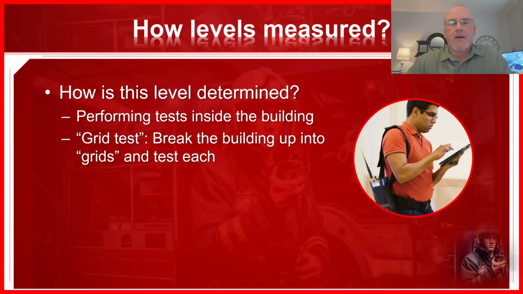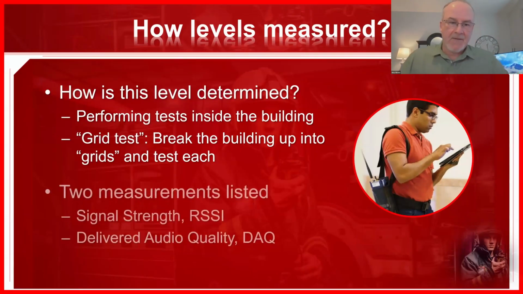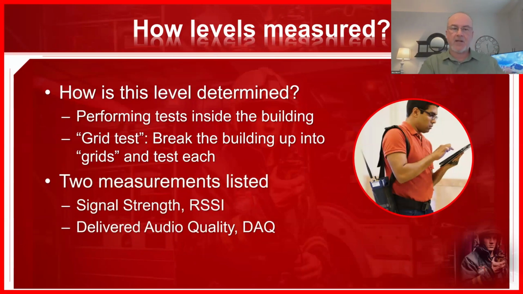There is a piece of equipment that they walk around the building. They break the building up into grids. So they'll cut it up into little squares, and they will go to each square and they'll run these numbers, the RSSI test, the DAC test, and that will give them numbers. And those numbers will be logged into the software. It's very specialized software that's used here. And at the end, it will produce a report on the grid telling you where you passed and where you failed. All right, so it's a grid test. And you have to pay someone to do this. As I said, you've got signal strength and the delivered audio quality, or the DAC test.